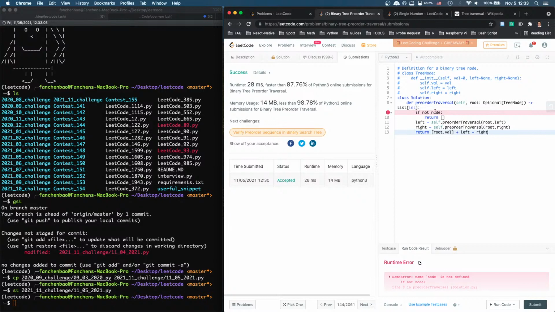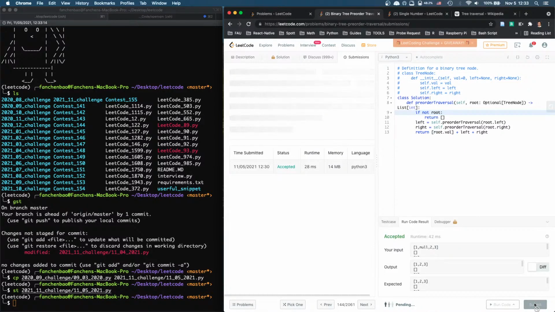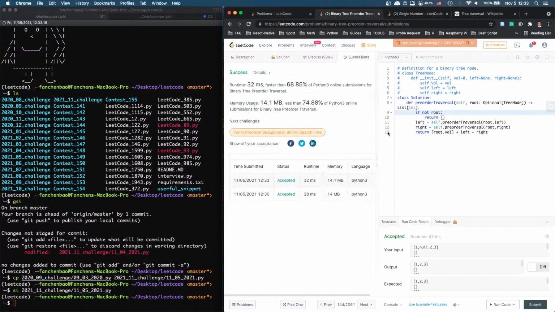Name node is not defined. Okay, this is root, it's not node. Yeah, but this one will be slower because we have this. Slightly slower. Okay. Yeah, that's it.